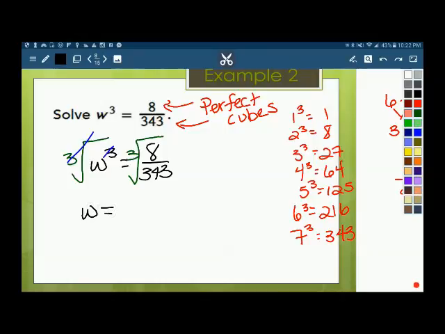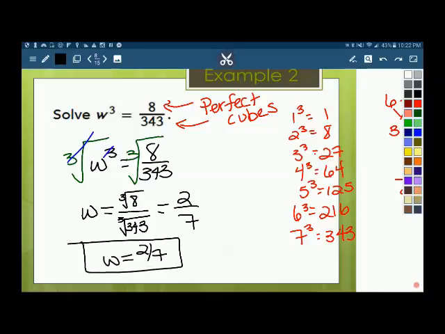But now I need to distribute the cube root to both the 8 and the 343. The cube root of 8 is 2, and the cube root of 343 is 7. So W is equal to 2/7. Positive version only, because again, when we cube root, it should match the original number you're cube rooting.